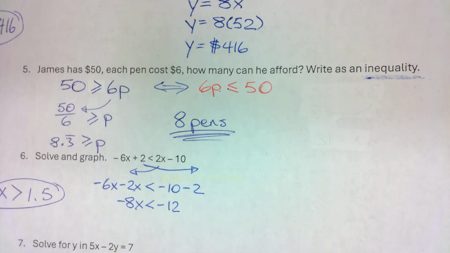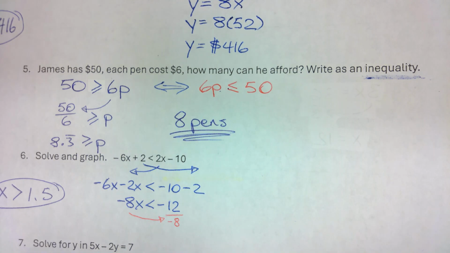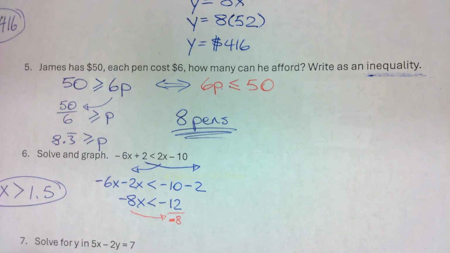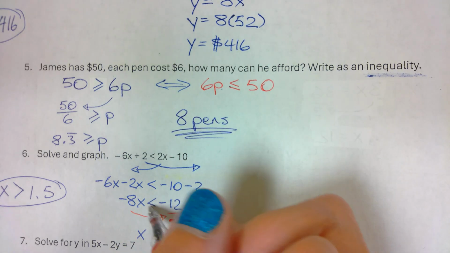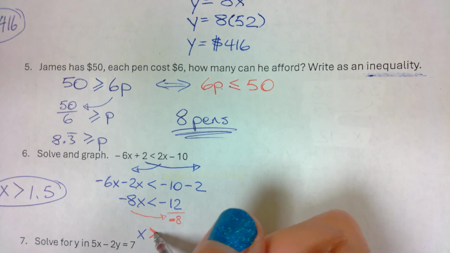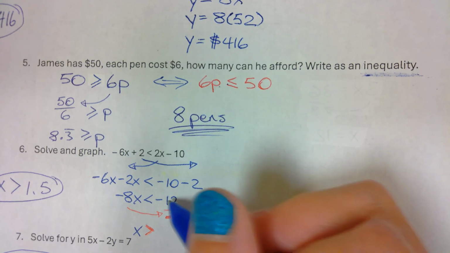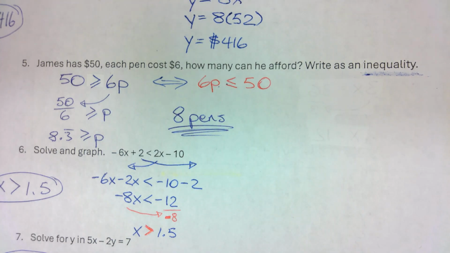Okay? And then my last step right here is to divide by -8, right? But whenever we multiply or divide by a negative number, okay, that's the key, by a negative number, the direction of the sign changes. So instead of less than, it's now a greater than symbol, right? Because I multiply or divide by a negative number. Right here, -12 divided by -8, you'll get positive 1.5. So my answer, x is greater than 1.5.